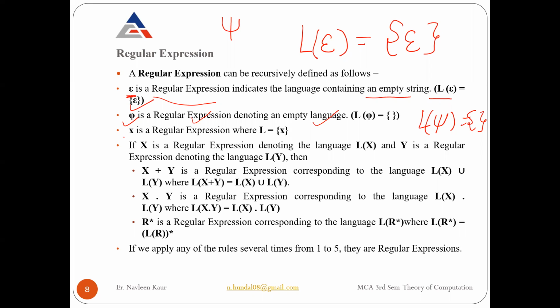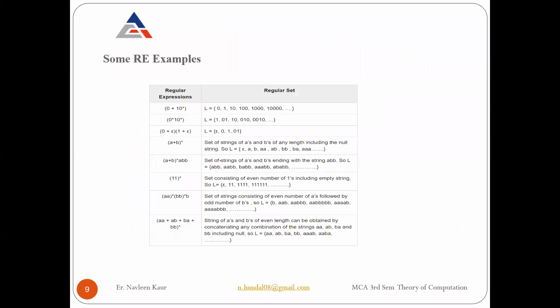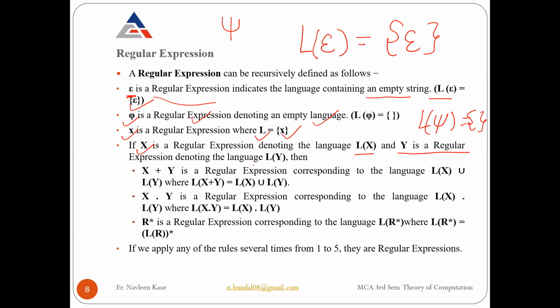So if you have X as a regular expression, the language will contain only X in it. Now, if X is a regular expression denoting the language L(X), and Y is a regular expression denoting the language L(Y), then you can do all these operations. You can add the expressions. If you add the expressions, you will get a new language, meaning the language that belongs to X union the language that belongs to Y.